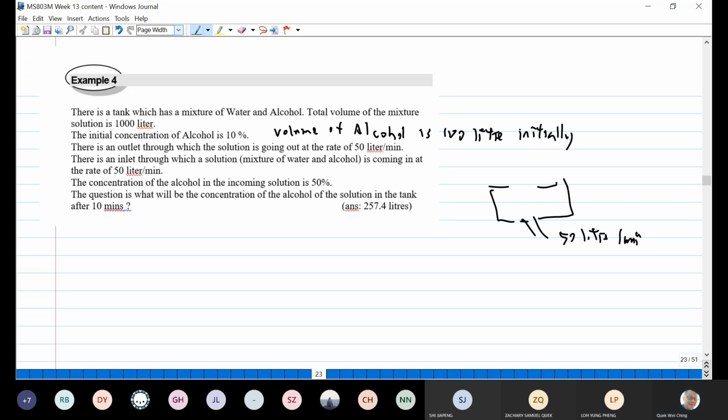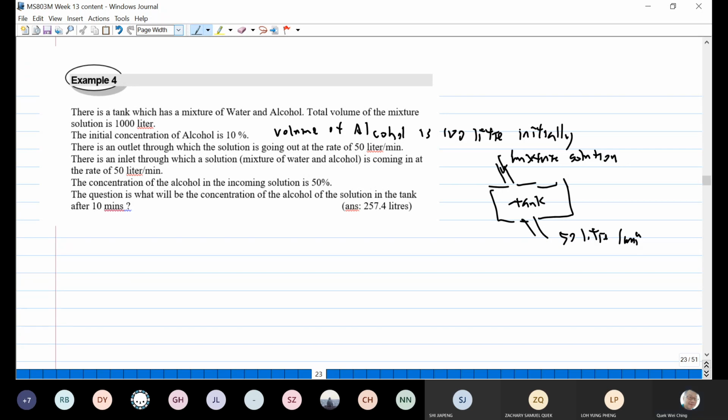And then the inlet, there's also inlet. Mixture of water and alcohol coming in at the rate of 50 liter per minute. So this is a mixture now. This is the inlet, the mixture here. So water solution going into the tank. The tank is 1000 liter.